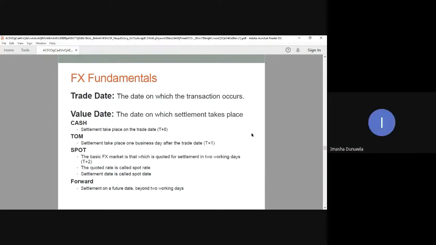Sir, can I ask this question? Hello. Yeah. Sir, normally after Treasury can value dates in USD, Tom value dates. Other currencies, spot value dates.